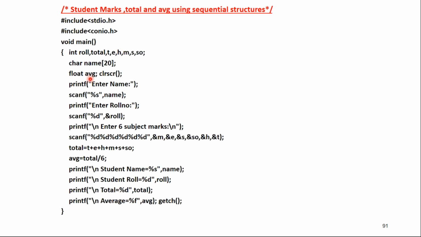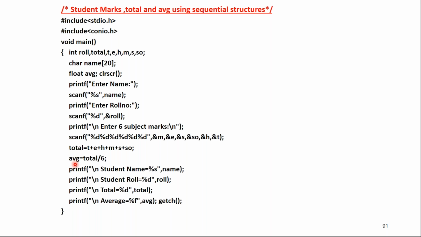And what we are doing here is we are going to enter the name. With the help of this scanf statement, we are going to take the input of the name, and we are going to take the roll number. We are going to take the 6 subject marks: maths, English, science, social, Hindi, and Telugu. And we are adding all the 6 subject marks, and we are moving it to the total variable. We will be getting the 6 subjects total marks into the total variable.